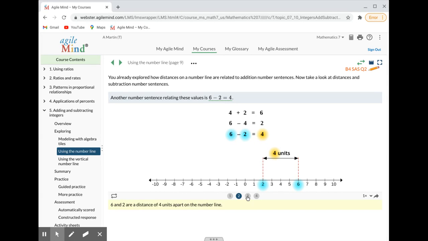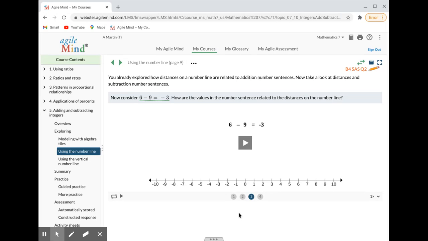All right, let's look at number 3. Let's get Malik to read this for us, please, sir. Now consider 6 minus 9 equals negative 3. How are the values in the number sentence related to the distance on the number line? All right, thank you.